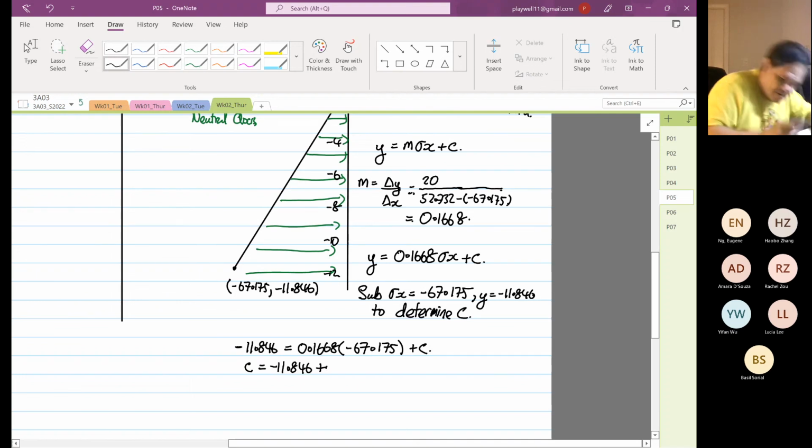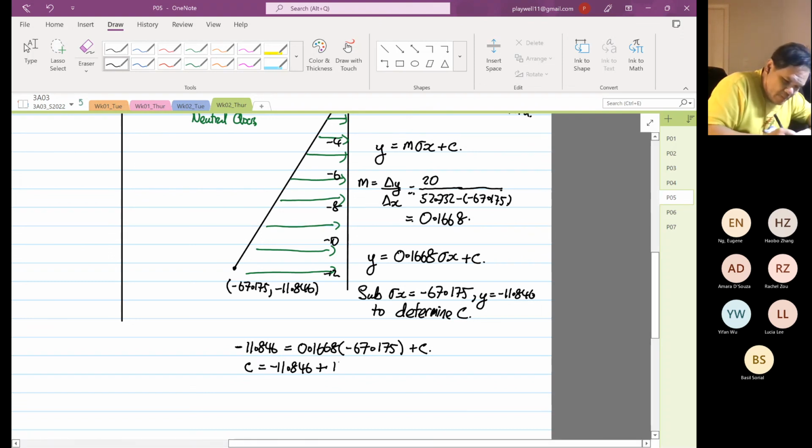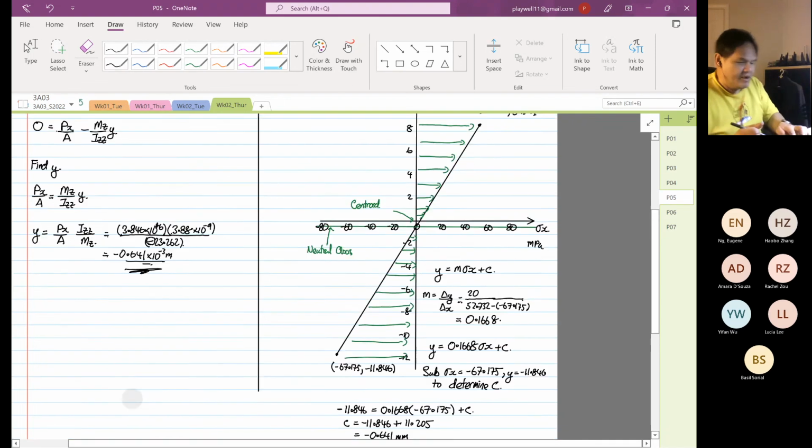67.175 times 0.1668, which is 11.205, right? So you get minus 11.846 plus 11.205 is equal to minus 0.641 millimeters. Okay. So if you look at our values, it is spot on. It is exactly the same. Both techniques work.